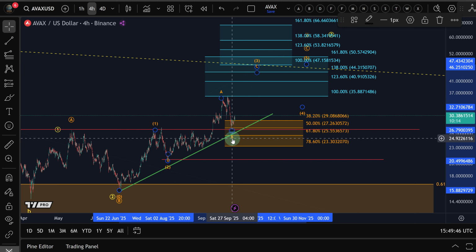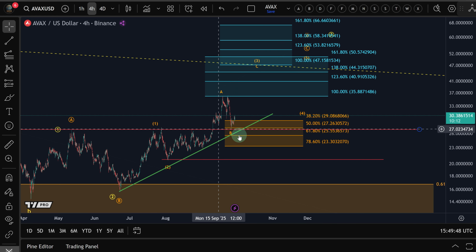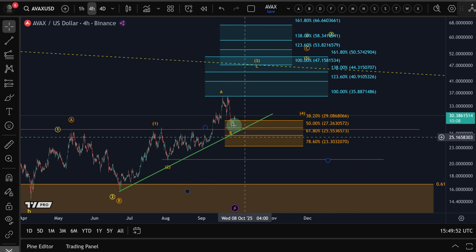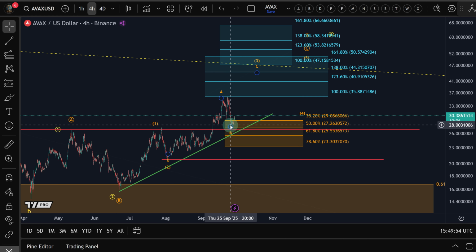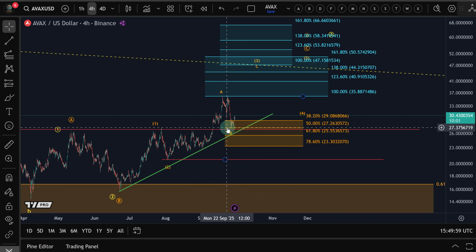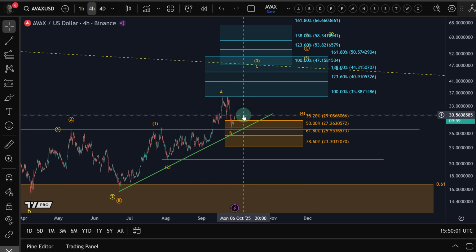Of course, it's not very clear yet if the B wave has bottomed, but it's possible that we're starting the C wave up from here. That's why we have this support area on the chart. Best indication would be a micro 5-wave move up followed by a higher low. Basically, upside impulse followed by a corrective pullback.